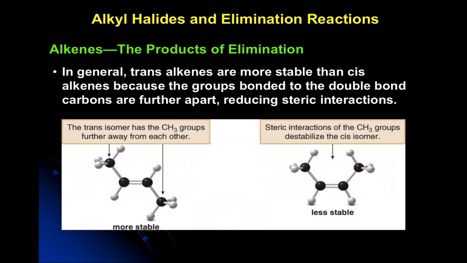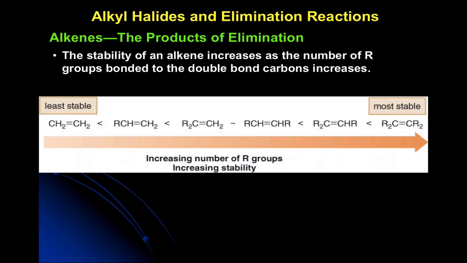If you actually build a space-filling model, not your little models that you have, but a space filling that actually approximates the size of atoms better, which we can do on the computer, you'll actually see that these hydrogens in this cis actually start to touch each other. It's a serious steric crowding. And so, as you would expect, the trans isomer is much more stable than the cis isomer. You need to know the stability trend. And it turns out that the more alkyl groups you attach to an alkene, the more stable that alkene is.